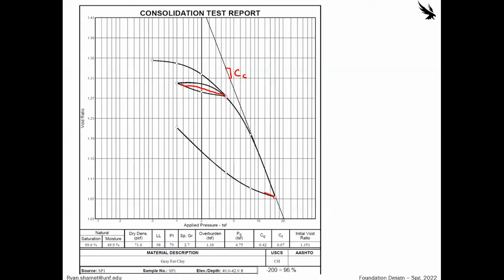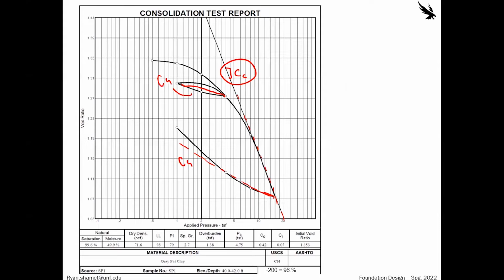But remember this CC right here, that is just the slope of this curve right here. So the tangent to this point, and that's to the pre-consolidation pressure. And then the CS should theoretically be the same slope as these two. You can see just looking at it visually, it doesn't look like they're the same slope, right? So again, there could be two values of CS based off of the stress level or the unloading level that you have.